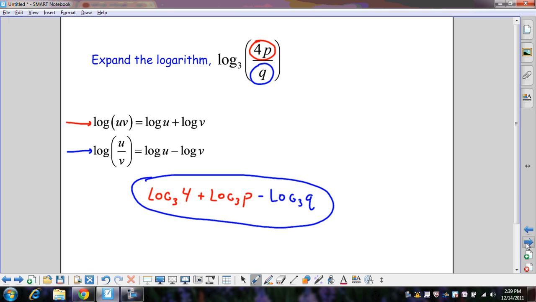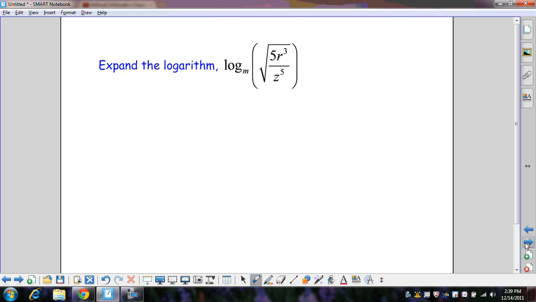So my final answer here, if I expand this, is log base 3 of 4 plus log base 3 of p minus log base 3 of q. That's it. Now let's take a look at a slightly more complicated example.